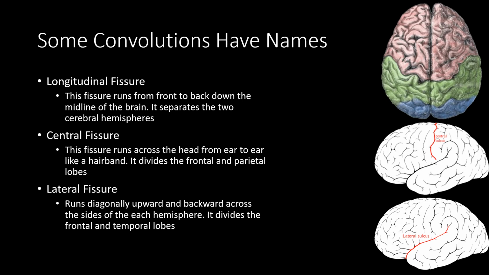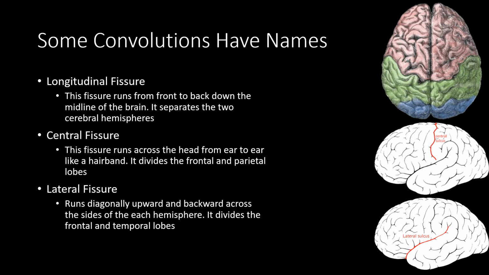Rather, we just use these as a way to make it more convenient to talk about locations and functions in the brain. Finally, the third important convolution to know is the lateral fissure, and it runs diagonally upward and backwards along the sides of each hemisphere. So you could kind of imagine this from your cheekbone running over your ear upwards. And it divides the frontal from the temporal lobes.